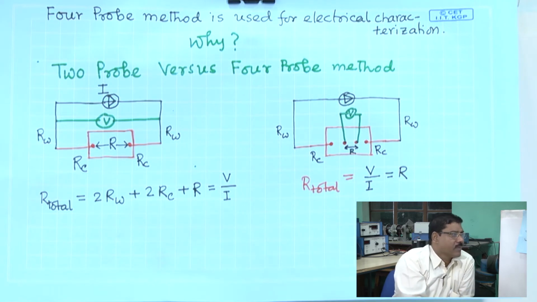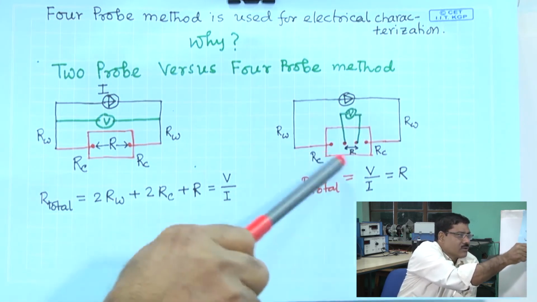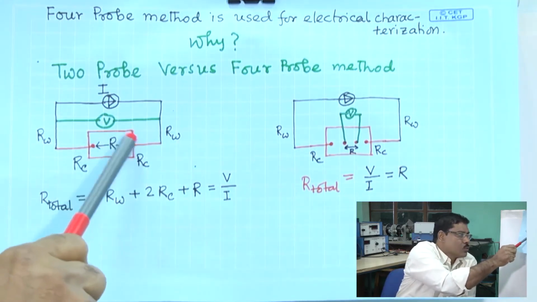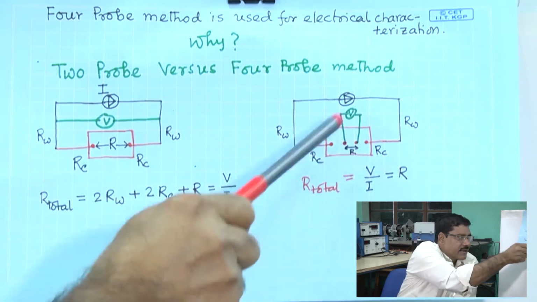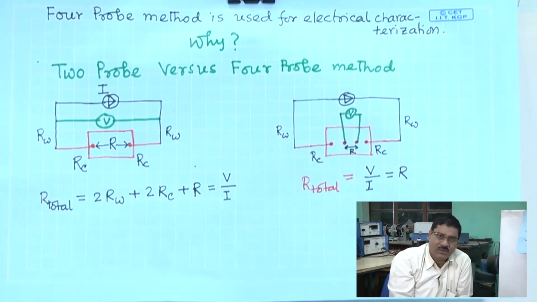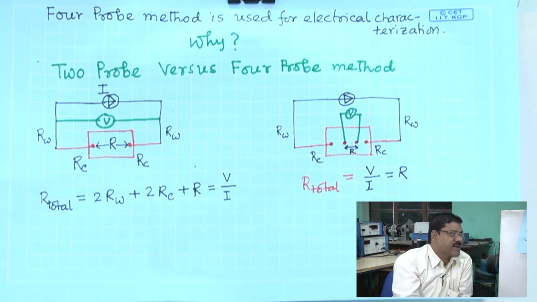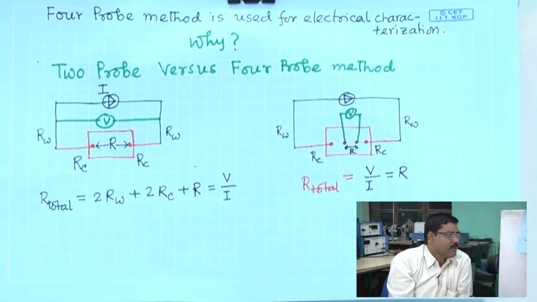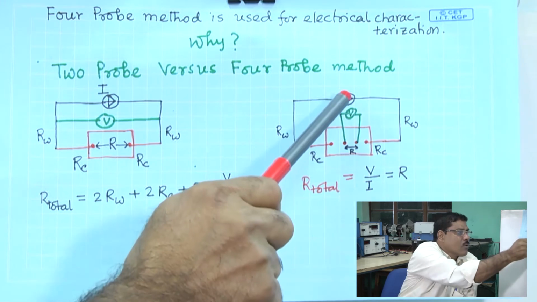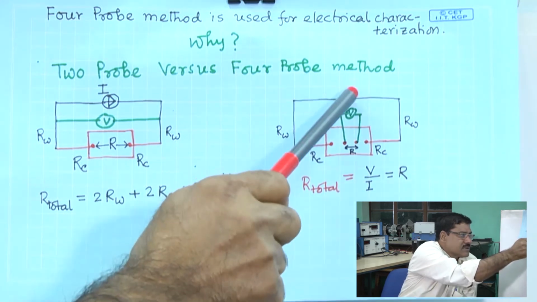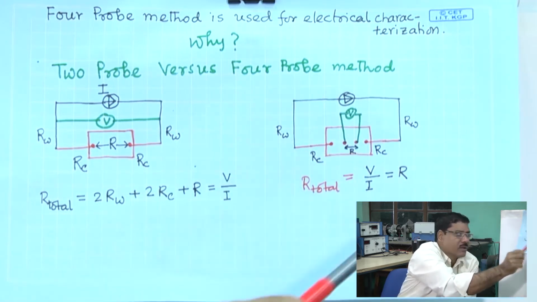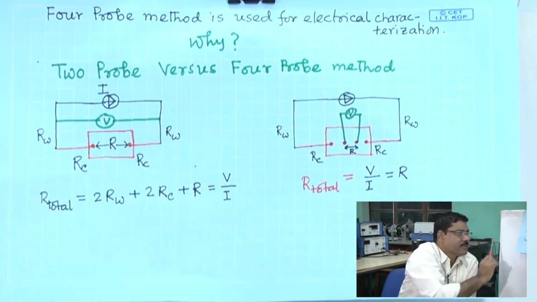So, how? People can think that in this case 2 contacts, whereas here it is 4 contacts. So, there will be more contact resistance. So, how is it better than this 2 probe method? Here you see that constant current is passing through this wire and then contact, then sample. Same way as it is happening here.